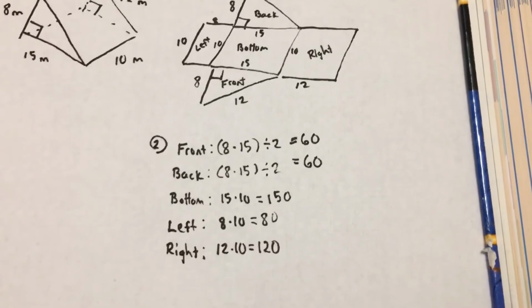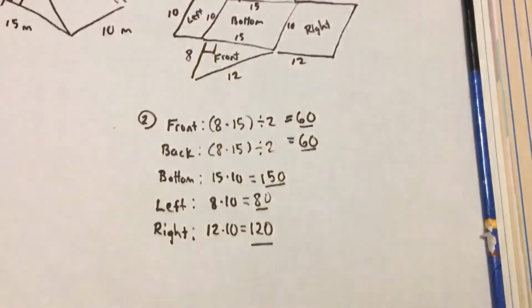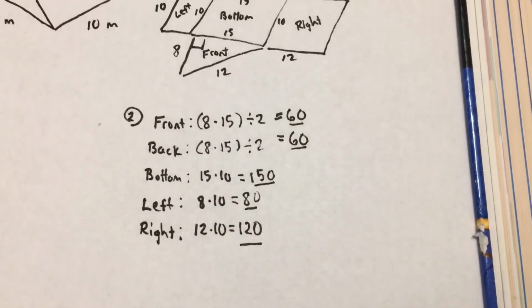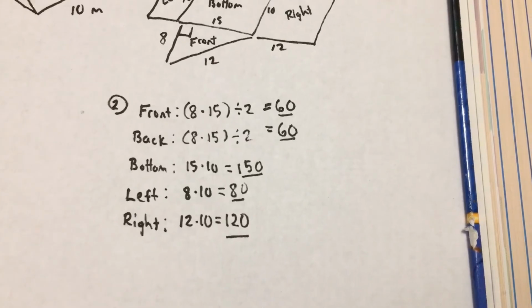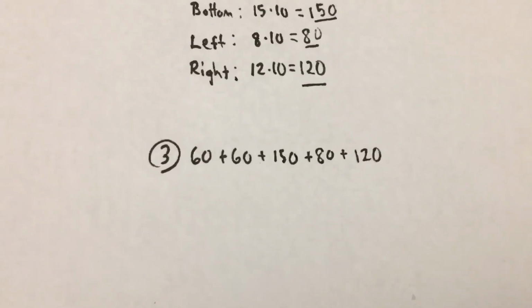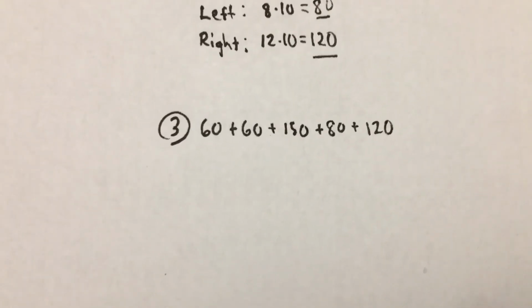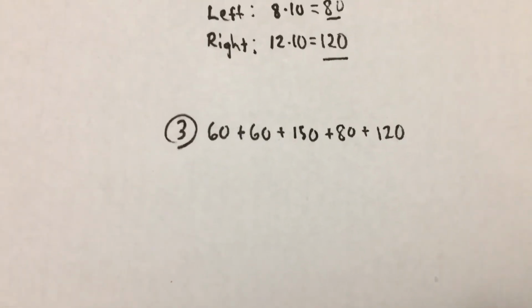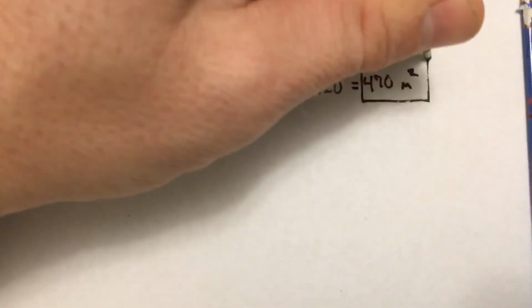So now the last step will be to add all 5 of these areas together. You can pause right here and work it out, and then play the video once you find your answer. So I've got all my areas. I'm about to add them all together. So once you add all 5 of those measurements together, you get, let's see, a grand total of 470. And don't forget your unit of measurement, and that will be, for this problem, meters squared.